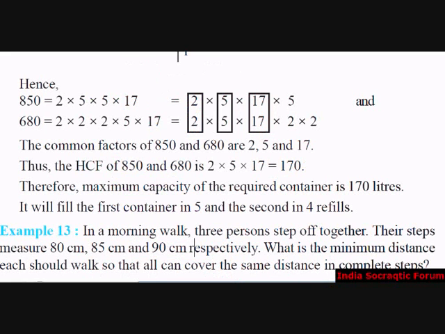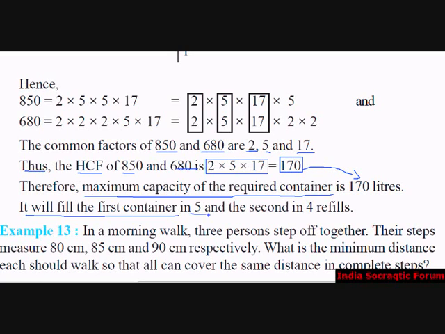Hence, the common factors of 850 and 680 are 2, 5 and 17. Thus, the HCF of 850 and 680 is these 3 multiplied together, that is 170. Therefore, the maximum capacity of the required container is 170 liters. It will fill the first tanker in 5 refills and the second in 4 refills. That is the trick.